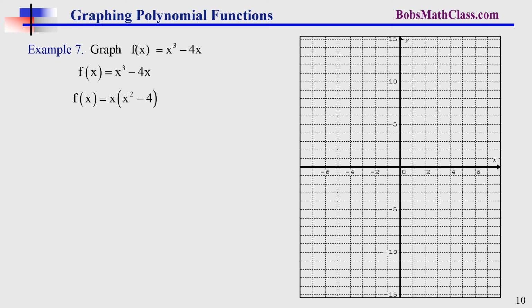X squared minus 4. Difference of two squares, right? What does that factor to? Right, x minus 2 times x plus 2. Okay, so let's find our three intercepts. We have one at 0, one at 2, and one at negative 2.